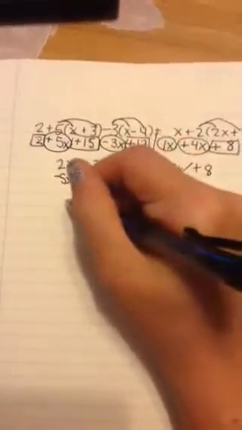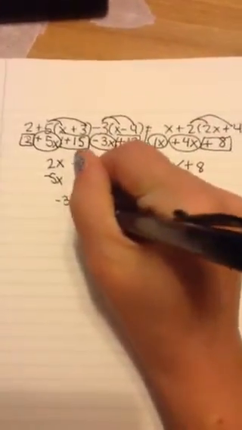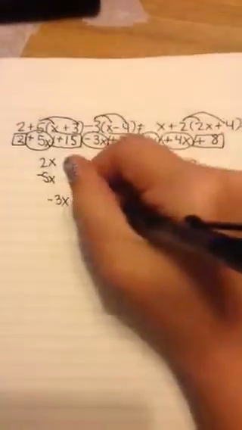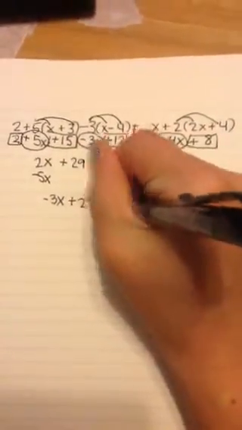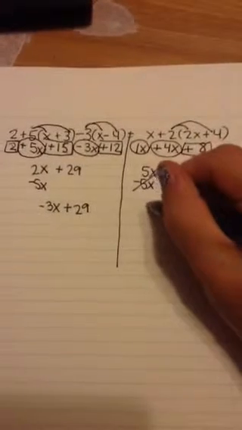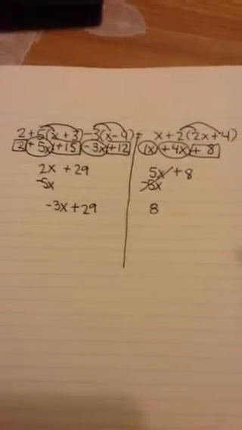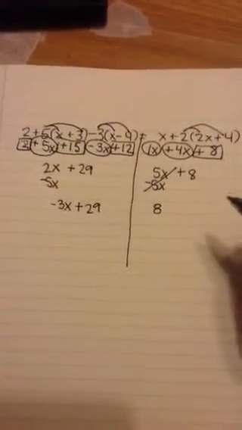So I'm going to go ahead and add them up over here. What does 2 and negative 5 make? Makes a negative 3x. Alright, the positive 29 hasn't gone anywhere yet, so I'm going to drop it down. And over here, now that I've eliminated the 5x, I have just my 8.